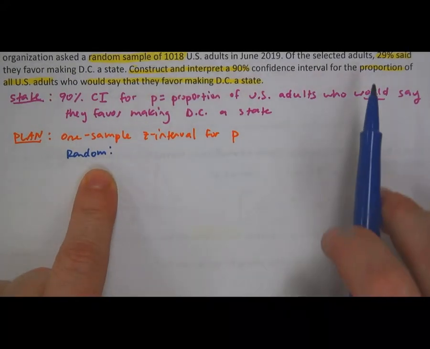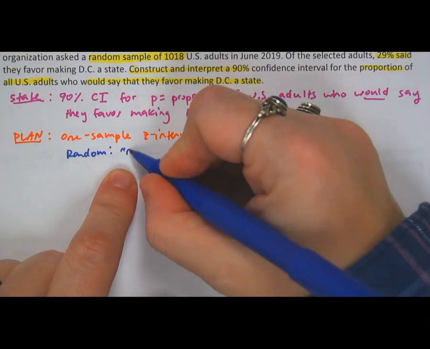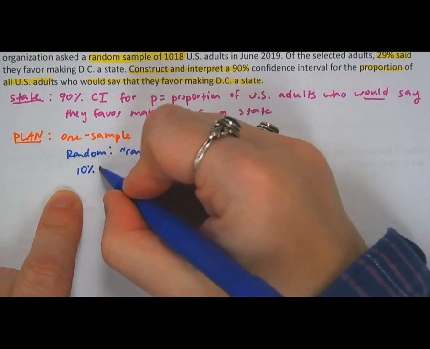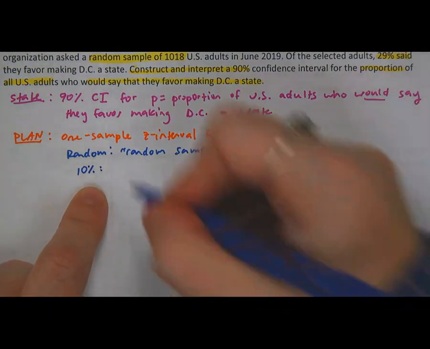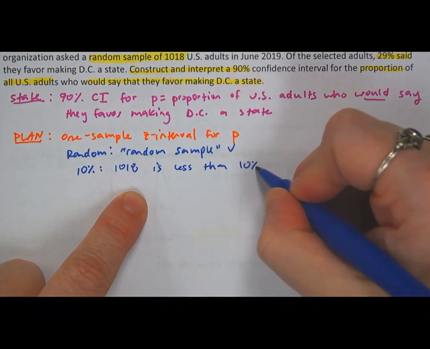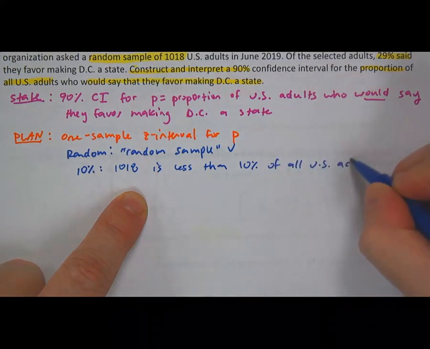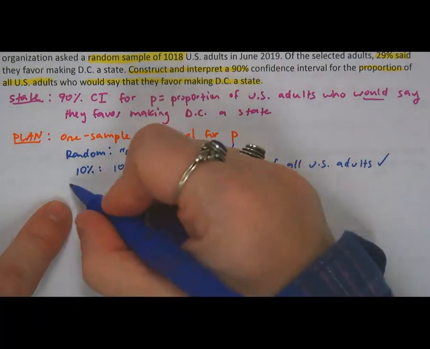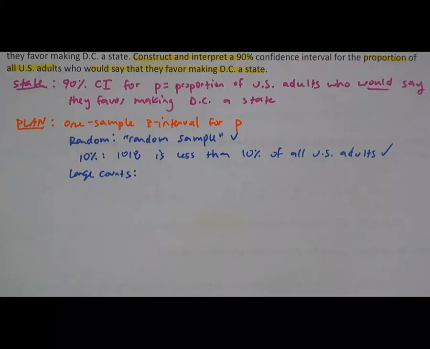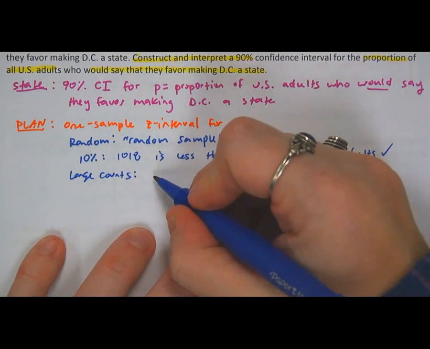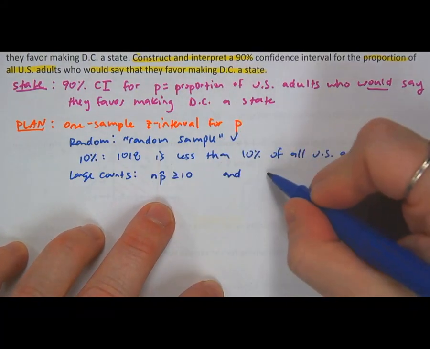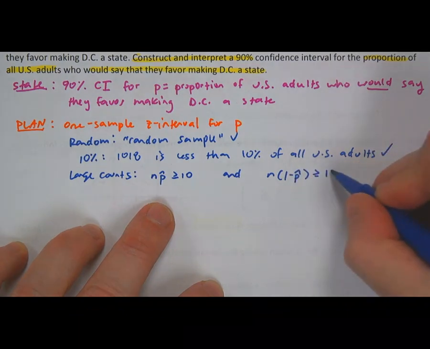Random. I'm just going to quote what it says up there in the paragraph. It does say random sample. Check. 10%. Again, they asked 1,018 U.S. adults, so I'm just going to say 1,018 is less than 10% of all U.S. adults. Check. Large counts. This lets me know that it has that normal shape, so I can use the inverse norm. It also tells me the number of successes and failures. So n times p hat and n times 1 minus p hat must be greater than or equal to 10.